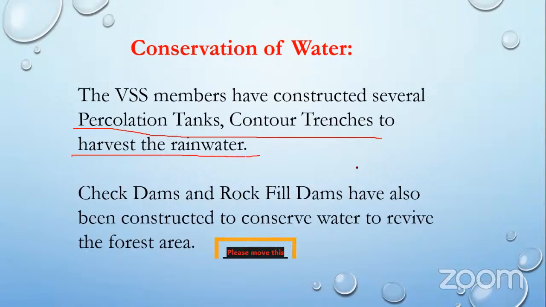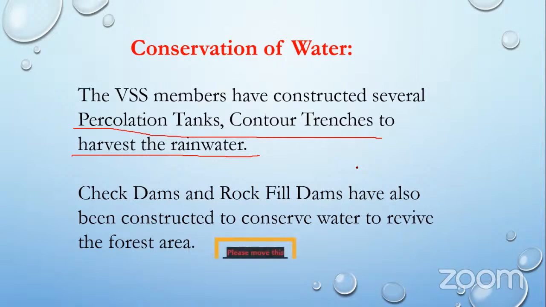Harvest rainwater means what? See, what will happen? Rain will come. But what happens then? Only for some days rainwater will be available. Whatever storage is there, it will be there, and much of the rainwater will drain away.